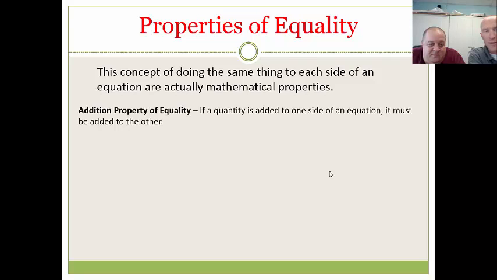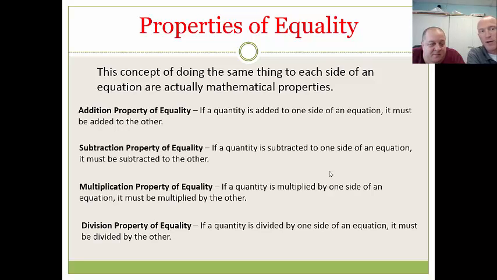All of these properties that we're going to go through, the concept of doing the same thing, it's all about properties of equality. If I add to one side, I've got to add to the other. And subtraction, same thing. Multiplication, division, they all work the same way. It is trying to keep it consistent and fair, that whole balancing act. Left side has to equal right side.